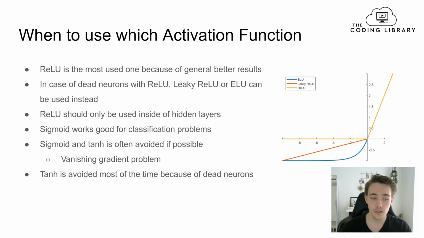And then the sigmoid and the tanh are often avoided because they cause this vanishing gradient problem, which is kind of hard to solve and also to optimize. And tanh is avoided most of the time because it often results in dead neurons, and there are other activation functions that are just better.